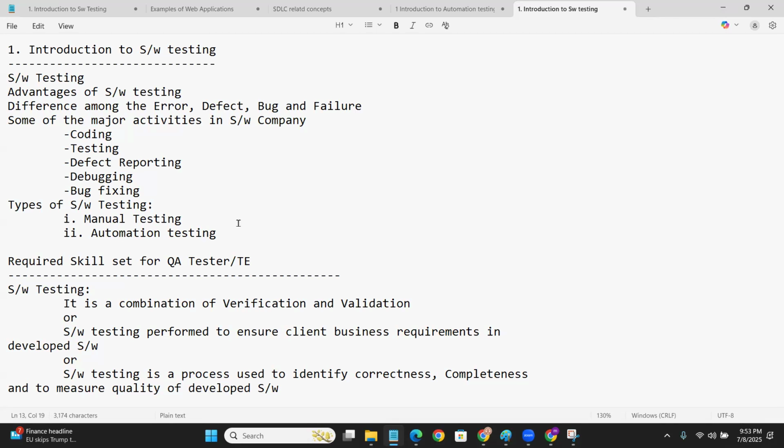Even though you don't have any programming knowledge, you can run software testing. When you learn Selenium automation testing, at that time I will explain the core Java concepts also. Some introduction to API testing concepts and introduction to database concepts will also be covered for you.